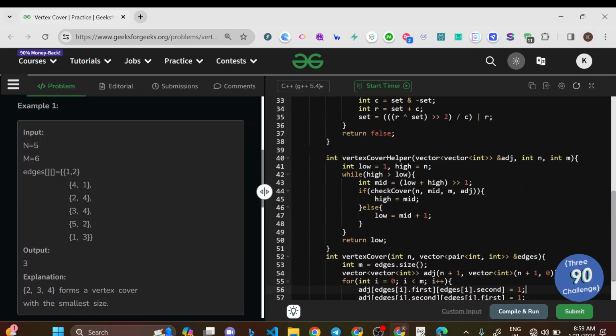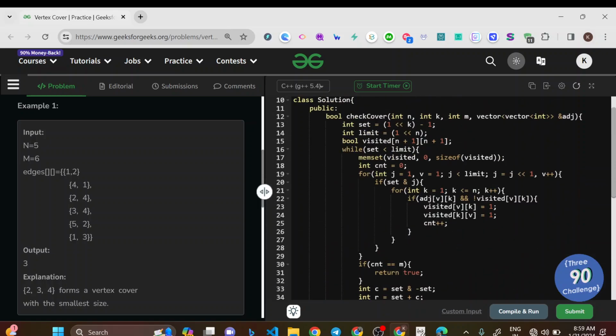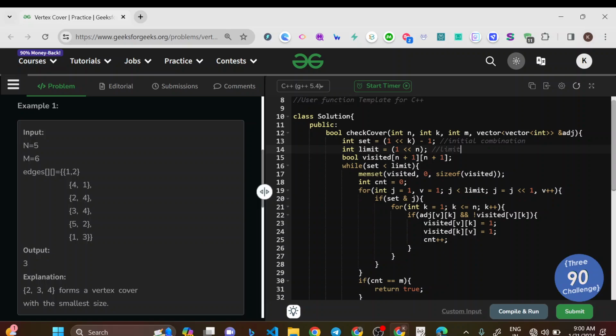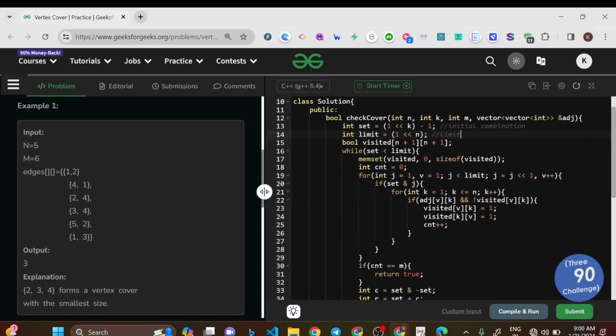Now we'll be doing this vertex cover. What is the first step? Binary search, right? This is the first step that you need to do. Once you do the binary search, you take any k value, the middle value. In this case, if n equals 8, we'll take mid to be 4. Now we'll be checking it. So this is the set, the initial combination, and then this is the limit, the stopping limit. Now we'll be taking a bool visited array, for checking if we are visiting all the edges or not.